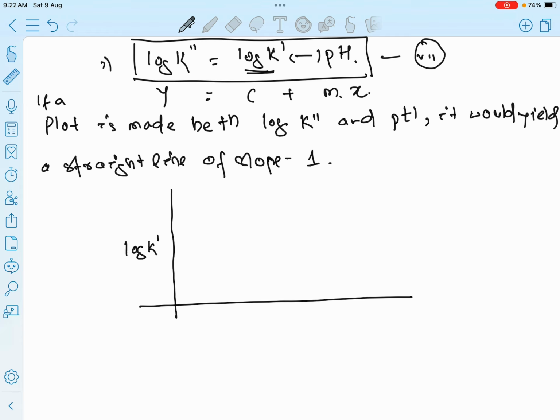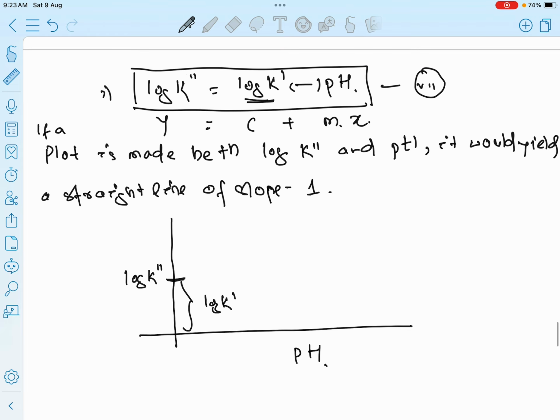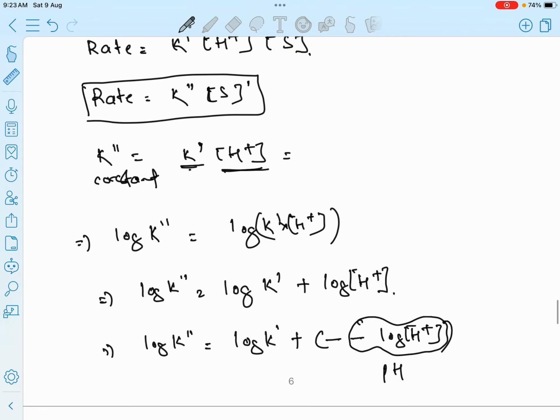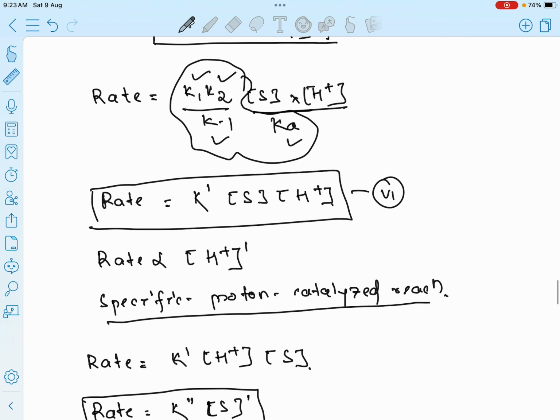So for log of K double dash versus pH, there will be a positive y-intercept, which you can say to be log K dash. A straight line will be observed, and the slope is minus 1, that means decreasing. Therefore the slope is equal to minus 1. So this is all about acid catalysis reaction.